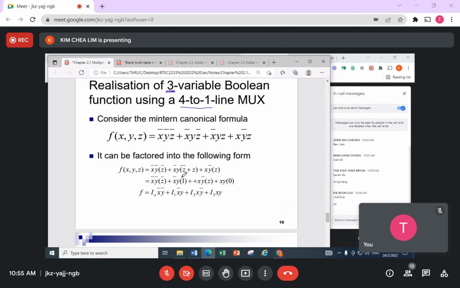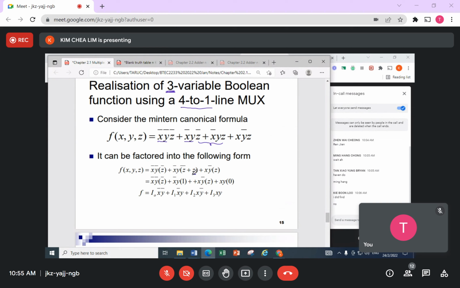In this example, I try to factorize it with these two terms. So I take out the X and Y, and the bracket here is a Z bar. When I took out this X and Y, you find that these two terms we can combine.